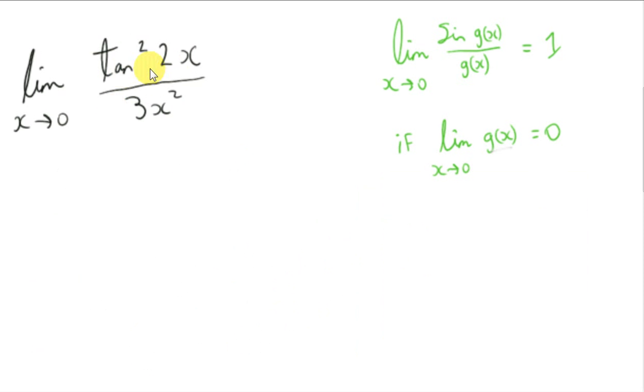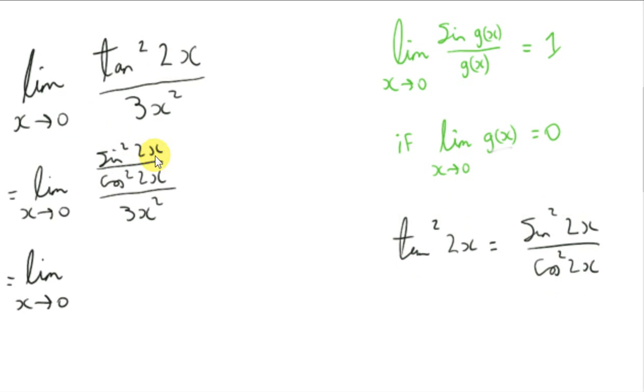Finally, let's take this one here. This looks quite different from the previous examples. The limit as x tends towards 0 of tan squared 2x over 3x squared. What we will do is write tan of 2x as sine 2x over cos 2x. So tan squared 2x is got by squaring this, sine 2x over cos 2x times itself. So that's sine squared 2x over cos squared 2x.